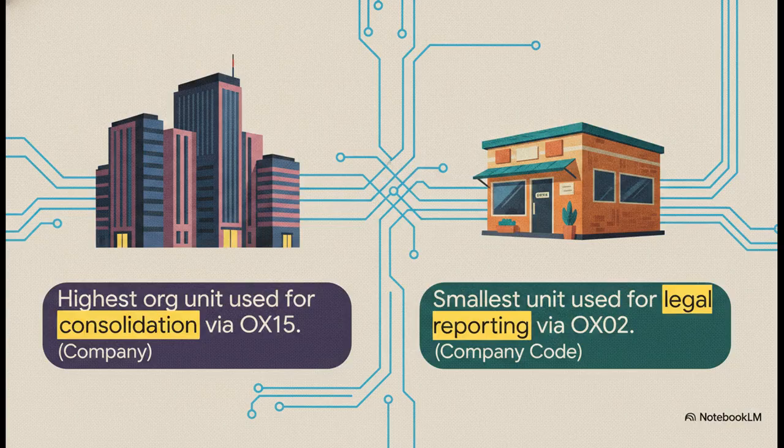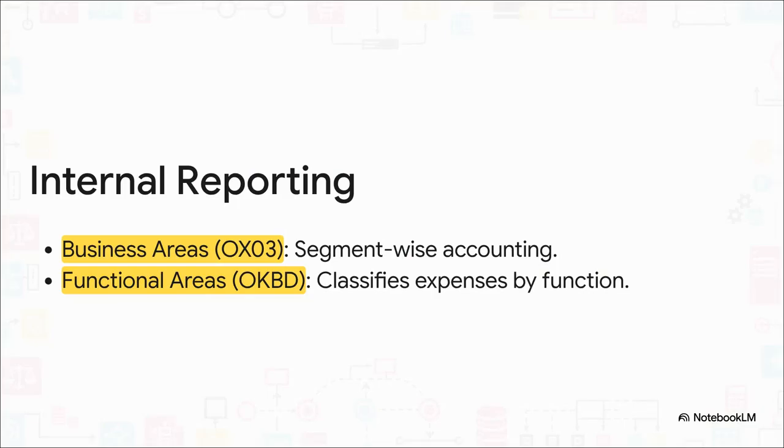We'll notice how cleanly SAP separates the macro from the micro here. A company, which you configure using T-code OX15, is literally the absolute highest organizational unit in the system. Its primary job? Consolidation. It's used for centralized financial reporting across a bunch of different entities. On the flip side, the company code, configured via OX02, is the smallest self-contained accounting unit. This is the level where you actually draw up your complete set of accounts for legal financial reporting. So just think of the company as the giant global holding corporation and the company code as the localized, legally registered branch.